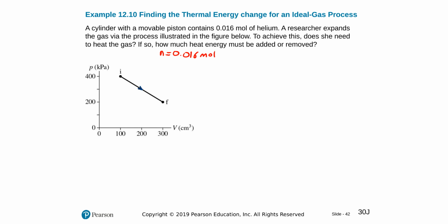So we have an initial pressure of 400 kilopascal. Make sure you read the unit also here. It could be pascal, kilopascal. And the initial volume is 100 centimeter cubed. And then we expand it to the final volume. This would be our V initial, this would be our P initial, this would be our V final, and this would be our P final.